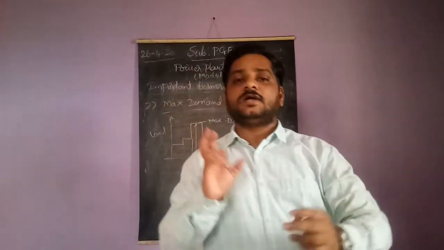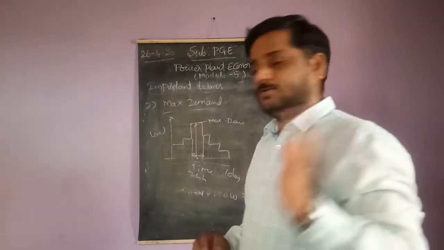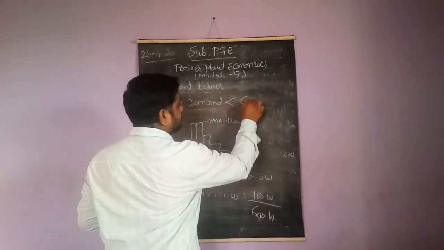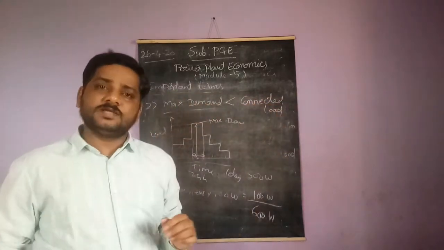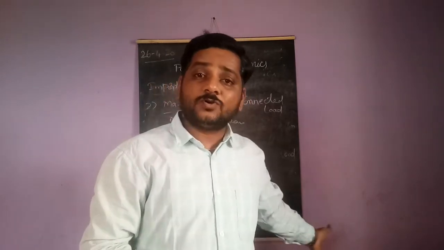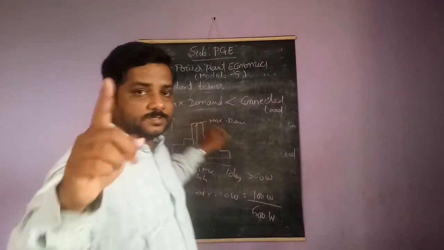If you compare maximum demand and connected load, maximum demand will always be less than connected load, because, as in the example I gave, I may have 5 lights totalling 500 watts, but I am not using all 5 lamps at a time. I may have 5 lamps, but I am using only 3 lamps. So 3 is the maximum demand for me, but the connected load is 5. Connected load will be greater than maximum demand. That is the point you need to understand here.